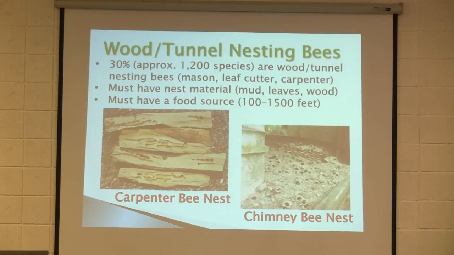Wood or tunneling nesting bees, and these are the mason, the leafcutter, and the carpenter bees. They have to collect their nest material close to where they're going to build the nest, and that usually is mud, leaves, or wood. And again, they don't leave the nest very far, so they need a food source fairly close to the nest. A chimney bee nest, you usually find it around a chimney. And then the carpenter bee nest, they do bore into wood, so wood siding is an open source for them.